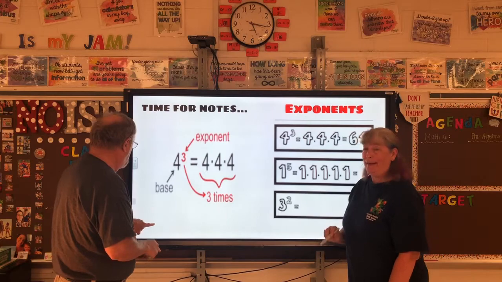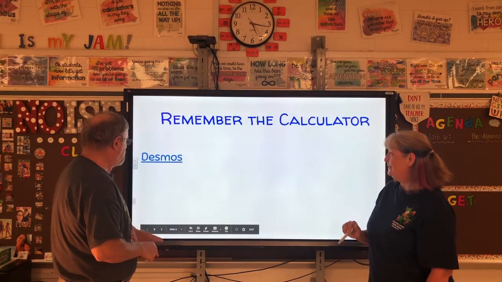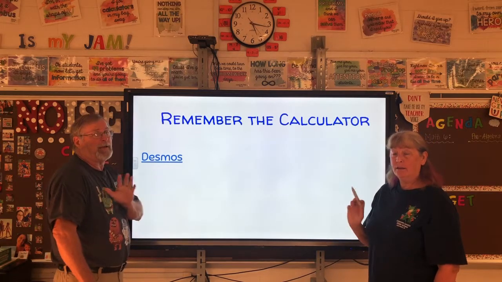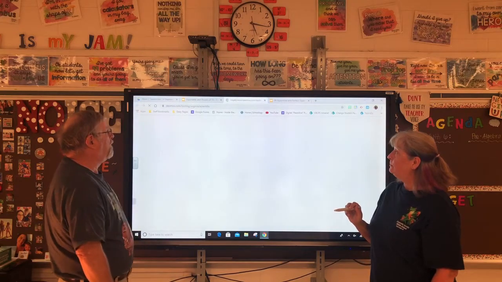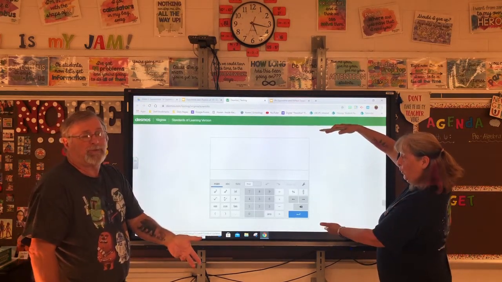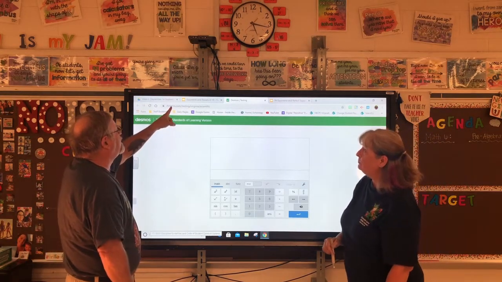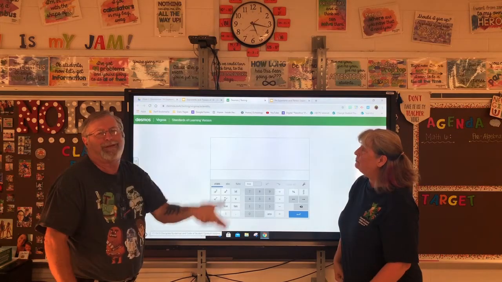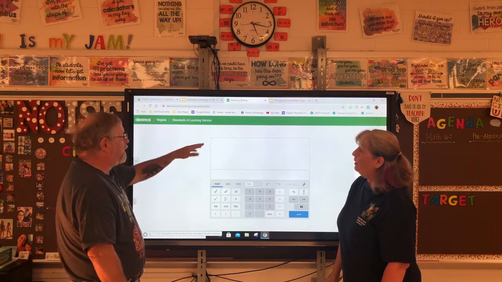But what we can do is use a link that will take us to the Desmos Calculator. If the ClassLink isn't working for it, just go to Google and type in Desmos Calculator, but make sure you type in the scientific calculator, and this is what will come up.